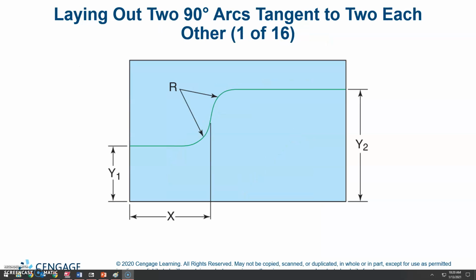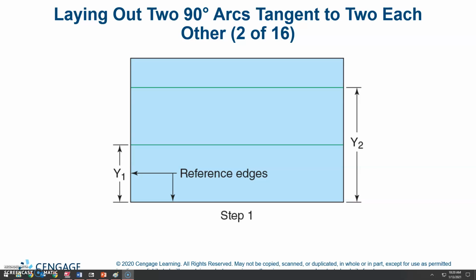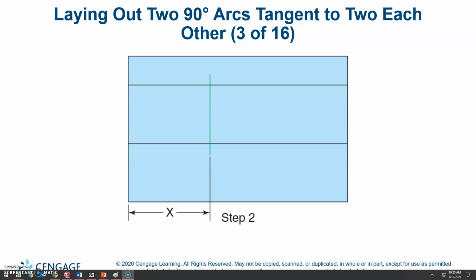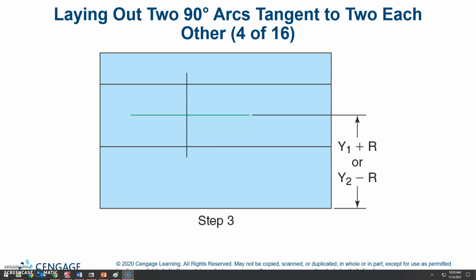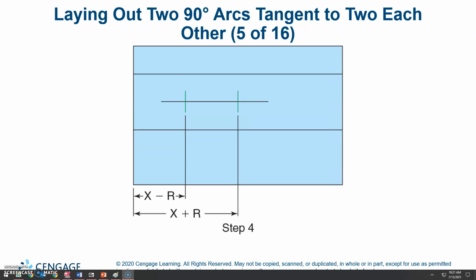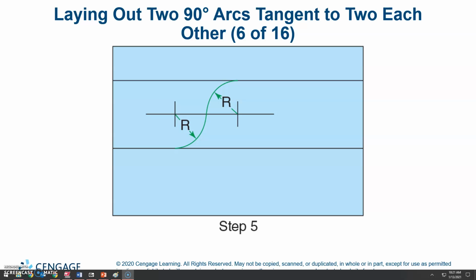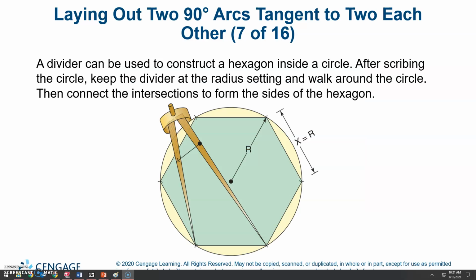Alright, laying out two 90-degree arcs on a tangent to each other. So you'll use pretty much the same thing. You'll make some reference edges, lay out the two arcs, and then find the center of them. Then find your starting points and then scribe your line from each one of those.